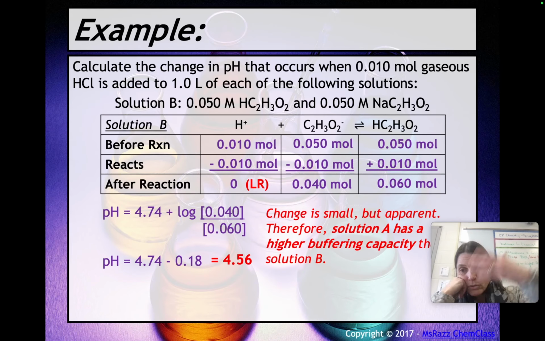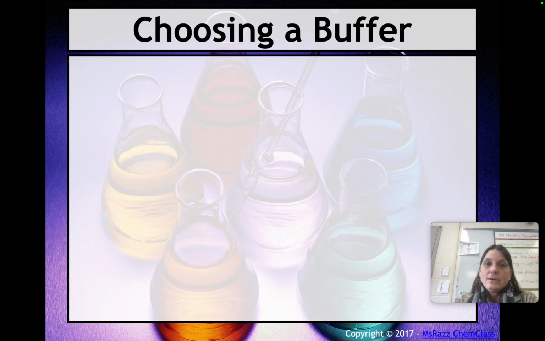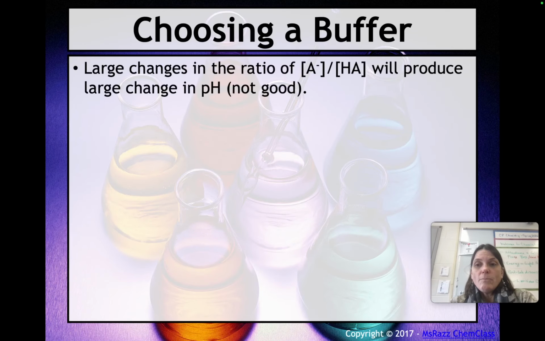Because solution A has a high concentration of the acid and conjugate base, it's able to withstand change in pH much better than this one, which has a low concentration of acid and conjugate base. It just goes to reason. All right, how do you know what buffer to choose?